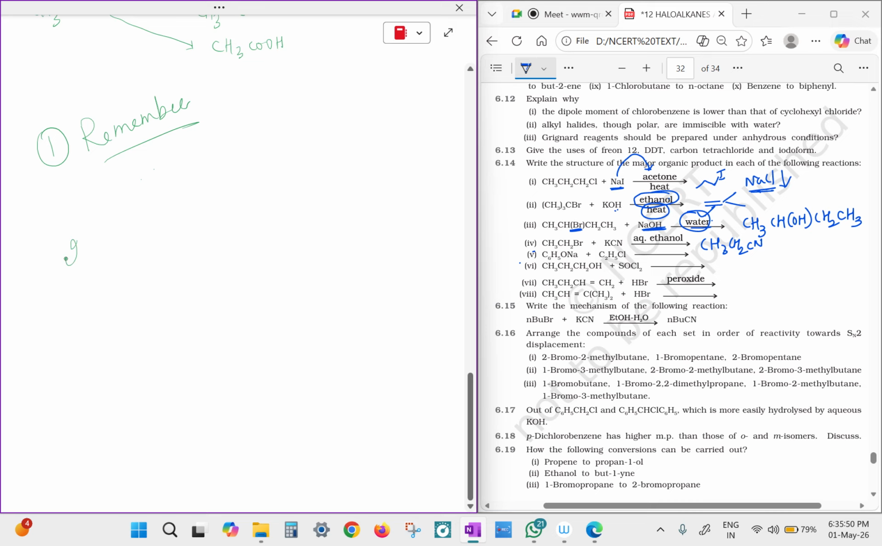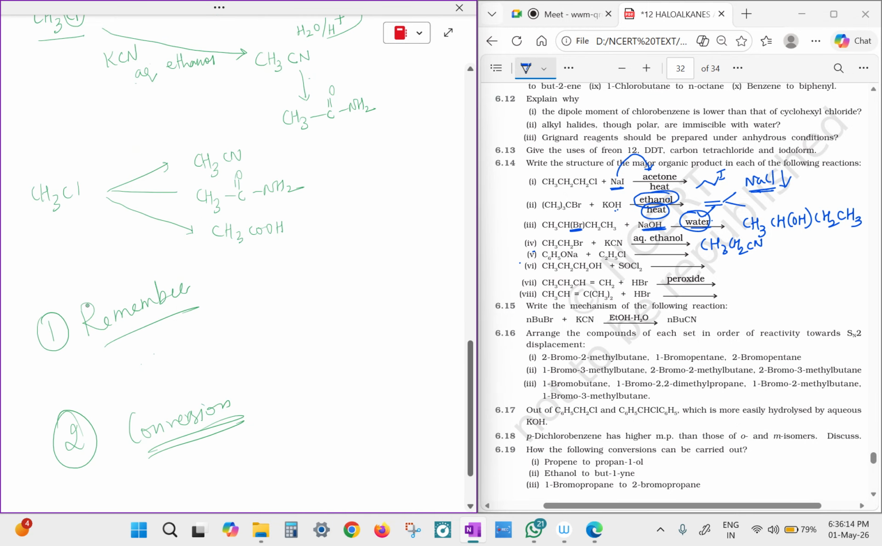That is first. Second is that children feel that they can answer any type of question, but they don't get enough ideas to do conversions. To do the conversion, you need to have a 360-degree view on all the reactions. Like a web, you have to start connecting. So that is what we are trying to understand here. Clear? Yes, ma'am.